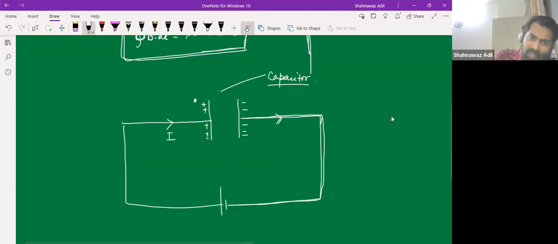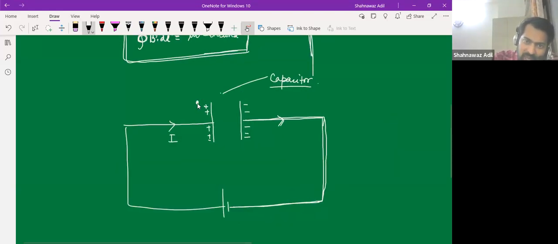So if I want to calculate the magnetic field at this point, I make an Amperian loop like this, right? Through this surface, this current is passing. So only the current that passes through the surface is the one that is calculated. So that will give the magnetic field, right?